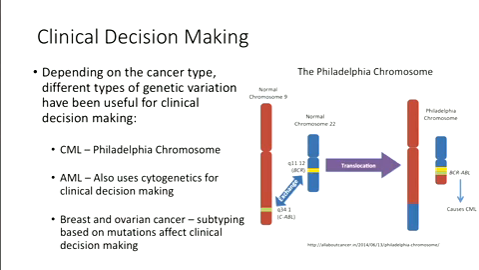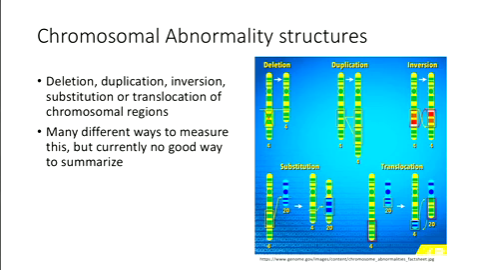But when we think of breast cancer and ovarian cancer, it's mostly subtyping based on mutations, which is more on the smaller scale that I was talking about. An example of this is BRCA1 and 2 mutation, which is used for diagnosis and treatment plans. There are different types of chromosomal abnormality structures. This includes deletion, duplication, inversion, substitution, and translocation, as we saw in the previous example. There are lots of different ways to measure this chromosomal abnormality structure, and there's currently no good way to summarize this.